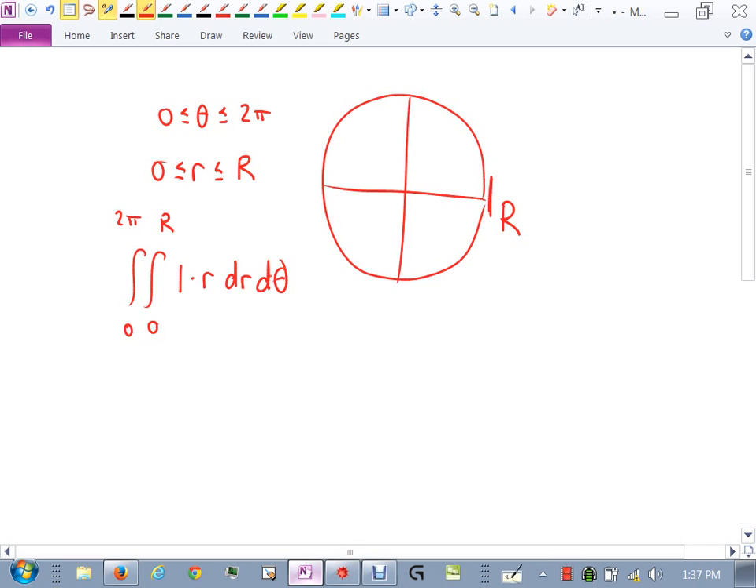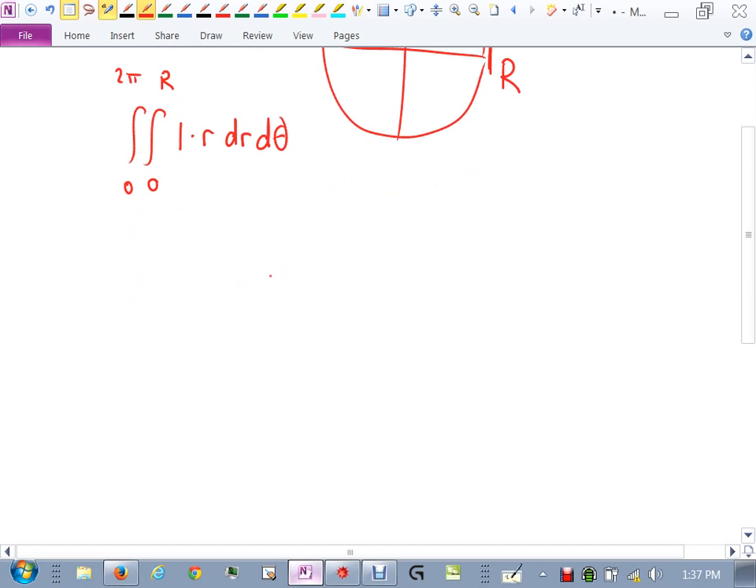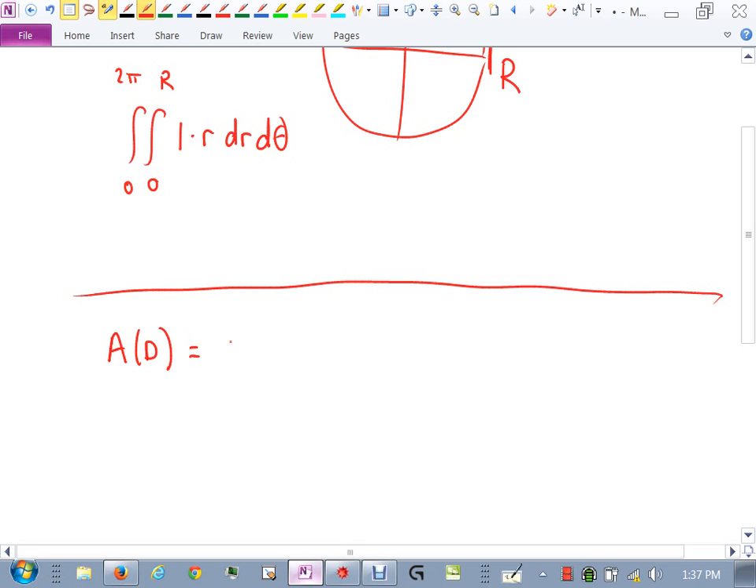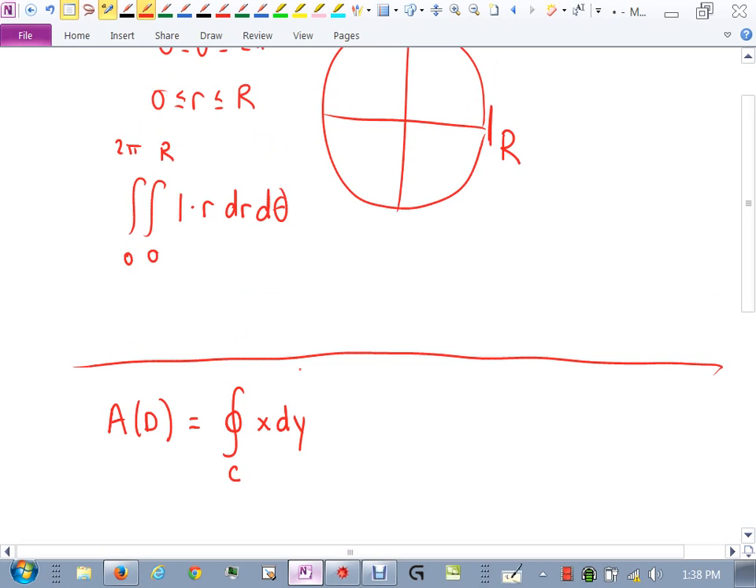But now what we're going to do is the same problem. We're going to get pi r squared, but we're going to use a line integral instead of a double integral. So if I want to find the area of D, I can use any of those 3 formulas that I just had. I'm going to start with the first one. It's the line integral over C of, what was the first one we had? The first formula, x dy?